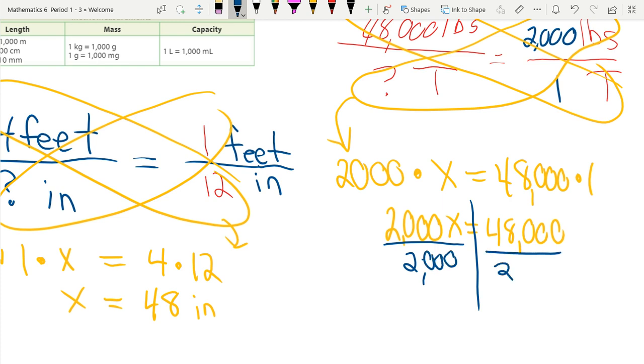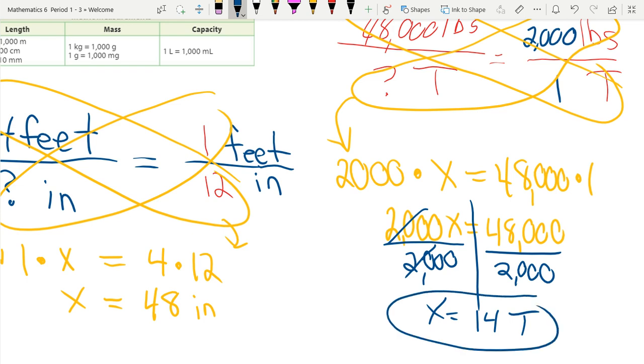I'm going to do it to both sides. Okay, that cancels each other out. And 2,000 into 48,000, or 48,000 divided by 2,000, that is going to be 14 tons. 14 tons. That's our answer.